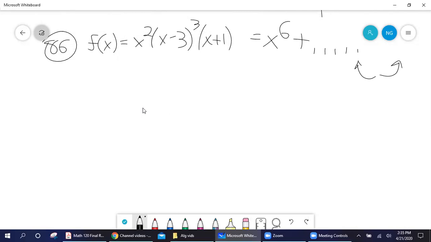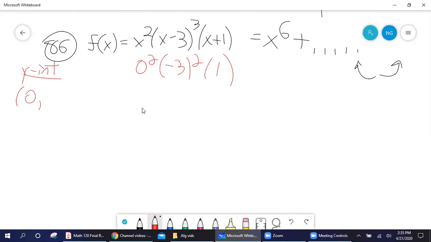So my y-intercept, remember for the y-intercept, I'm plugging in 0 for x. I got to do a little more work on this. But if I plug in 0 for x, 0 squared times -3 squared times 1. Well, none of this matters since I'm multiplying by 0. My y-intercept is 0, 0. So it's going to hit at the origin.